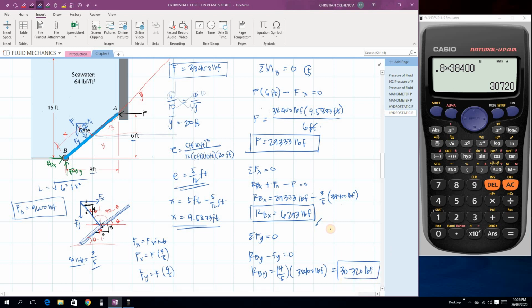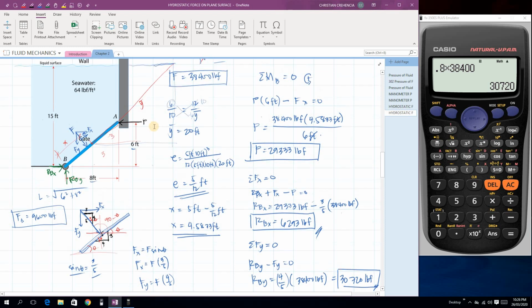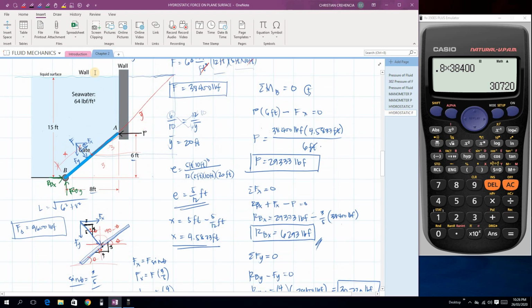Okay. So nakompleto na natin yung mga required, yung mga pinapahanap. Okay, so simple lang dito, no, dahil number 1 is wala tayong pressure sa ibabaw ng liquid surface. Then homogeneous lang yung ating liquid.